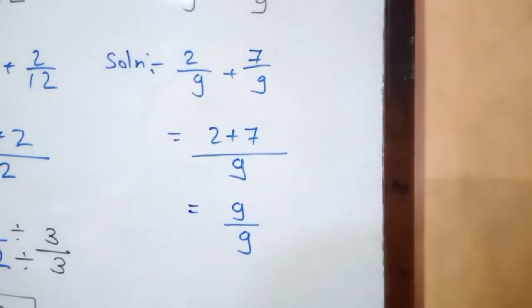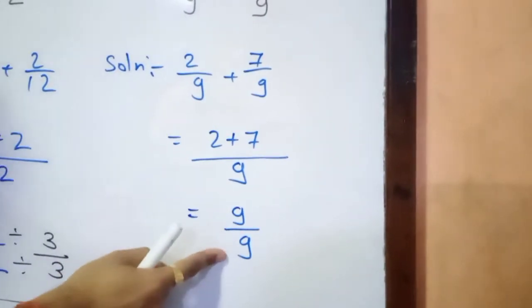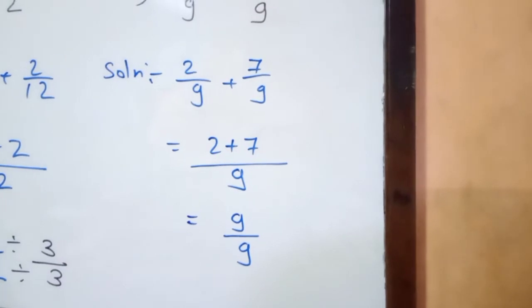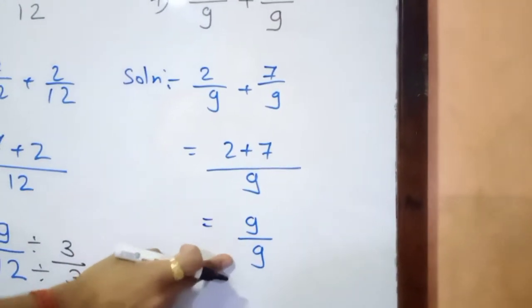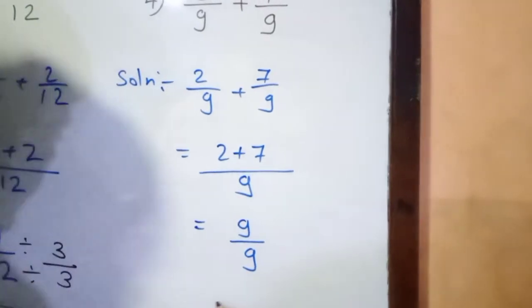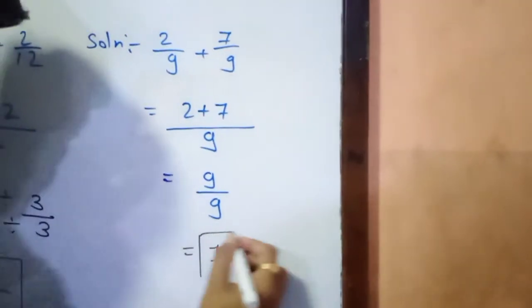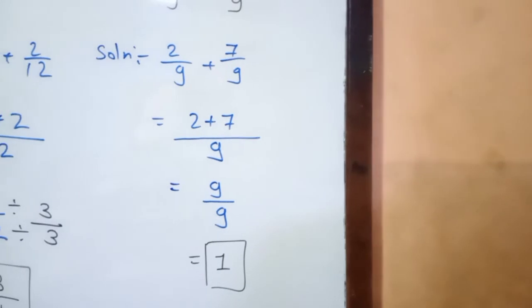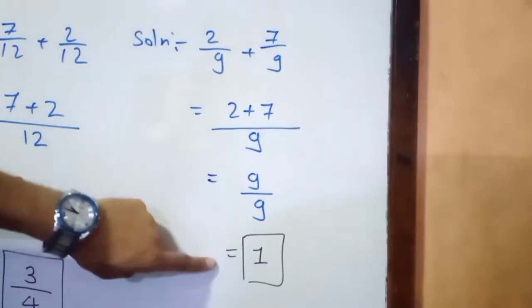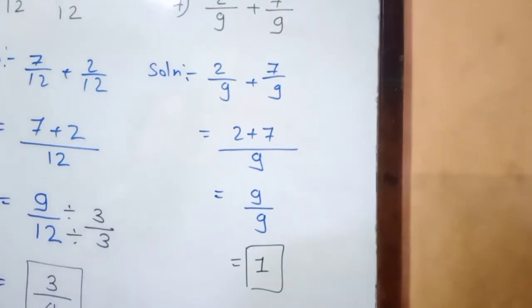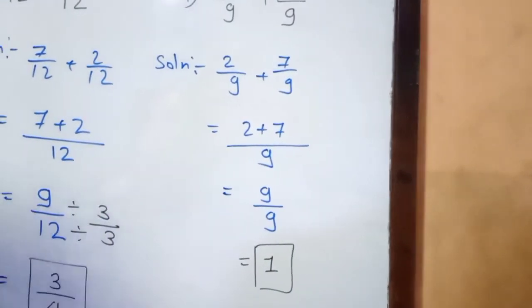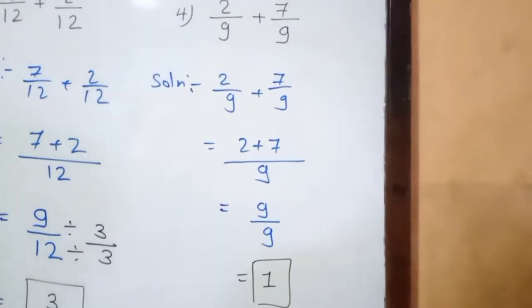You can see here we have 9 and 9 in both numerator as well as denominator. And we learned that if the numerator and the denominator are the same, that is equal to 1. Means the answer of this addition will become 1. 2 upon 9 plus 7 upon 9 is equal to 1. This way we have to do the addition of the given like fractions.